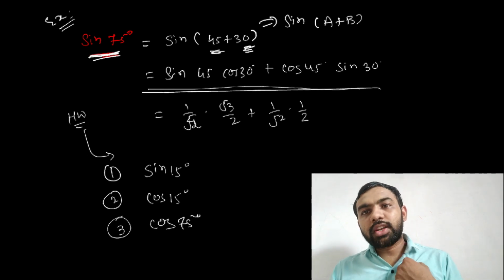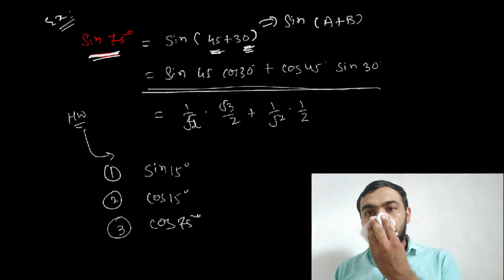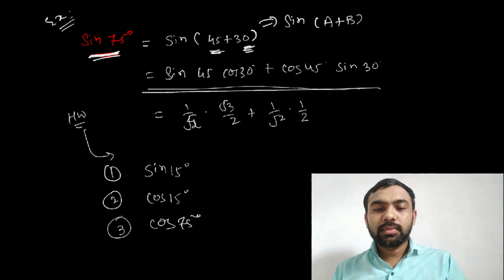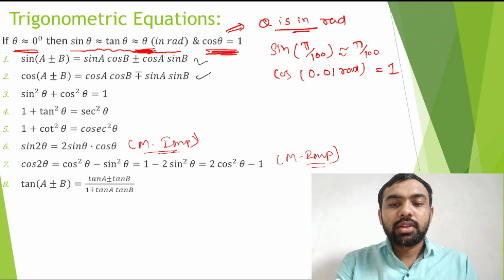15 means what? 45 minus 30. 15 means 45 minus 30. Then you just use this relation, you get the answer. Similarly, we have a number of this type of equation value, we just get it. Okay, not this. Let's see the next one. So these relations are used.